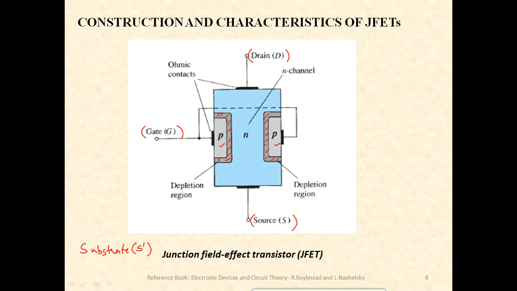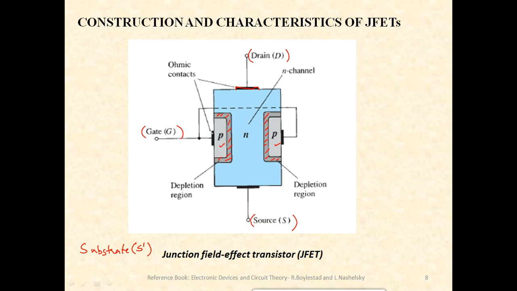Why do we have this? What is the reason for the appearance of this particular region, which is called the depletion region? We had actually heard about the depletion region in the case of PN junction diodes. So what is the meaning of it? We'll try to understand it.